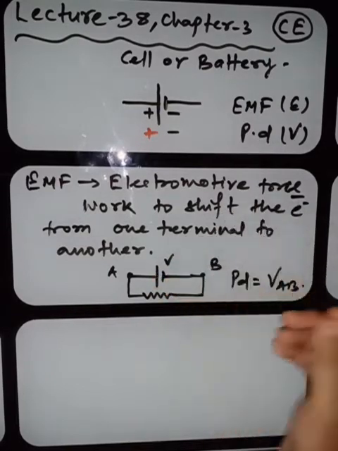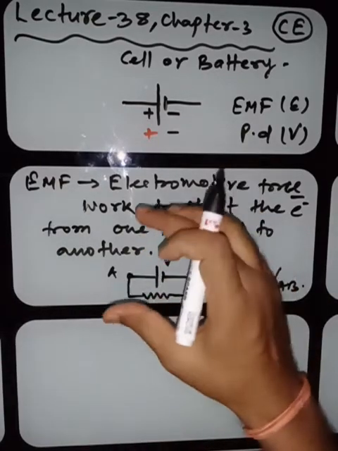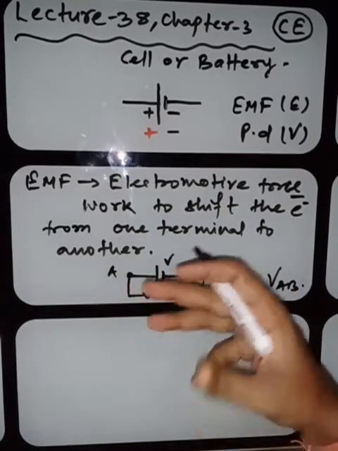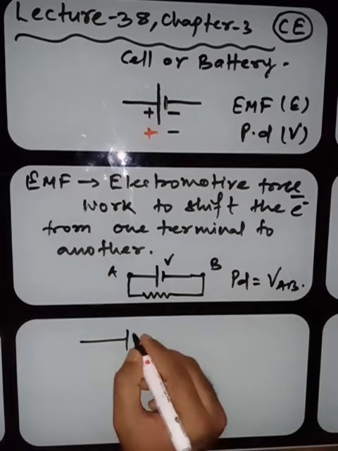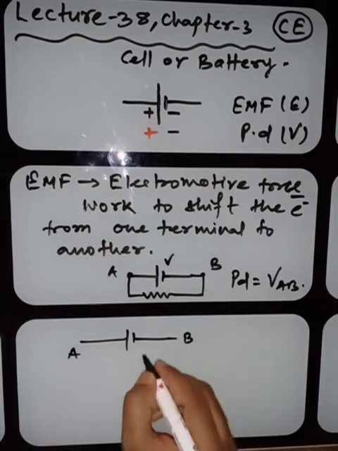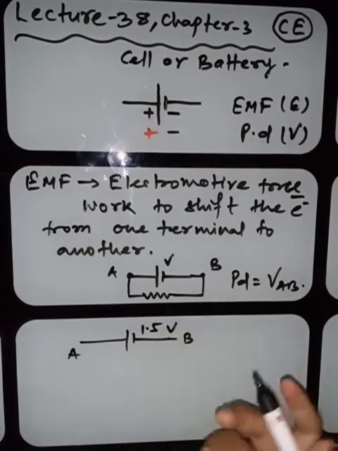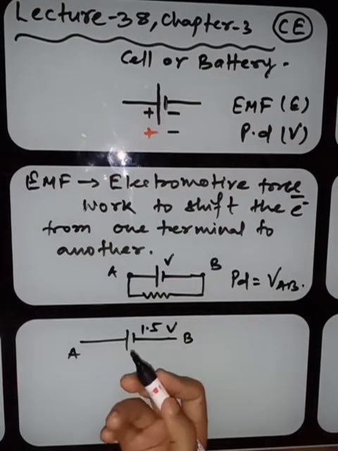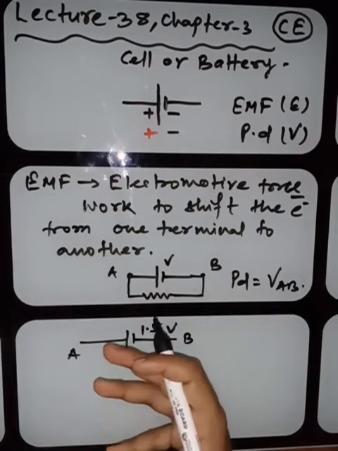If you go to the market to buy a battery, a very important question comes to your mind. Suppose this is a battery from the market, with terminals A and B, and it is written 1.5 volt. Now the question is whether this is the EMF or the potential difference. EMF and potential difference both have the same unit, volt, but there is a minute difference between them.